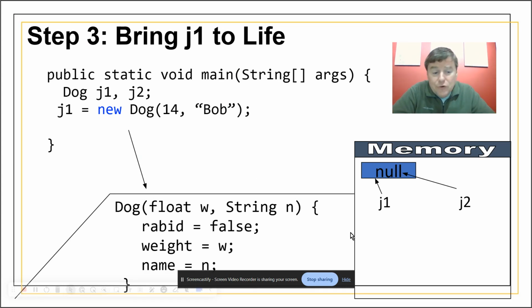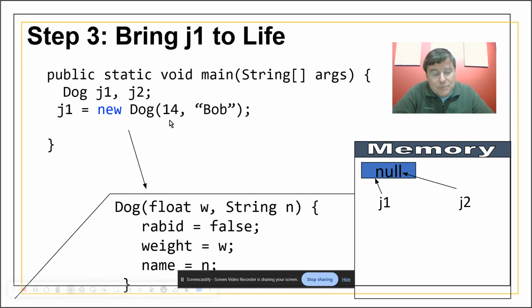Looking over here on our little memory chart with this new statement, the code was J1 equals new dog, 14 and Bob. It notices that this constructor is the matching one because it takes in a float, and you might say, wait a minute, that's not a float, that's an integer. It knows how to convert an integer into a float or a double, because 14 is obviously just 14.0 in floating point, so it will automatically do that conversion.